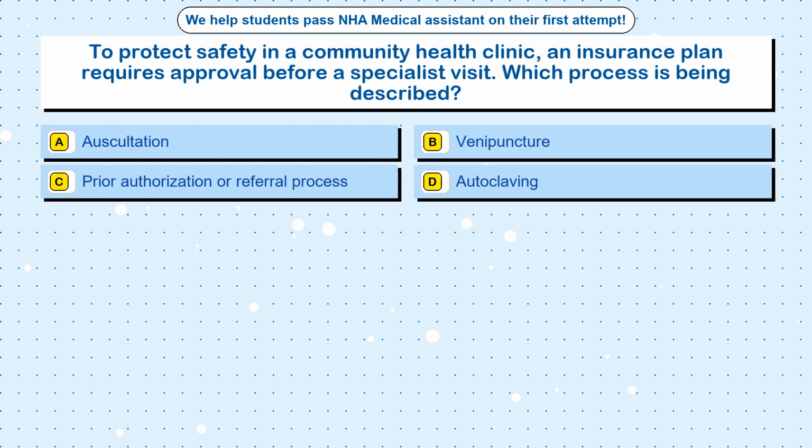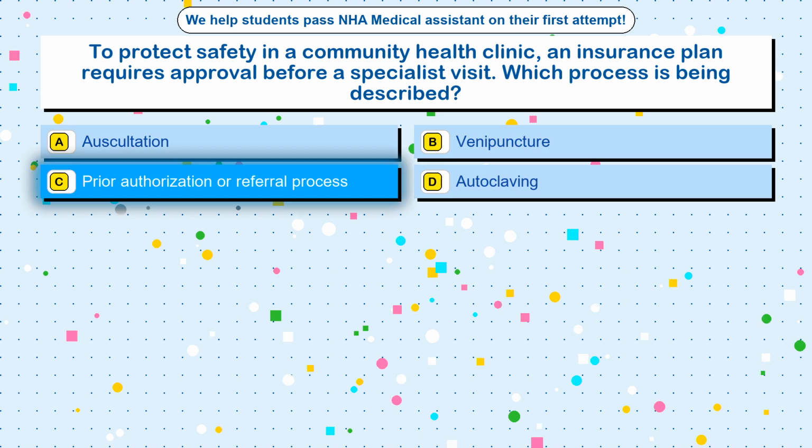Question 12. To protect safety in a community health clinic, an insurance plan requires approval before a specialist visit. Which process is being described? Option A, auscultation. Option B, venipuncture. Option C, prior authorization or referral process. Option D, autoclaving. The correct answer is option C, prior authorization or referral process.